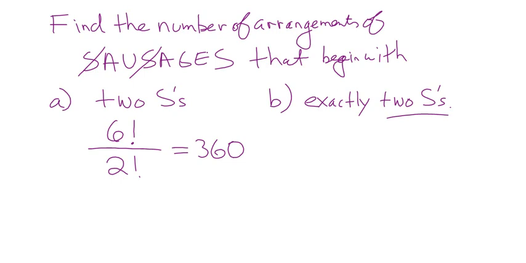Figure that out. What does exactly mean? Like in this context. Okay, what does it mean? Can it begin with three S's? No, that's what it means. Begins with two S's, but the third letter cannot be an S. Right, because then it would begin with three S's. So, begins with two S's just means, okay, begins with two S's, third letter can be anything you want. Begins with exactly two S's says, third letter can't be an S.